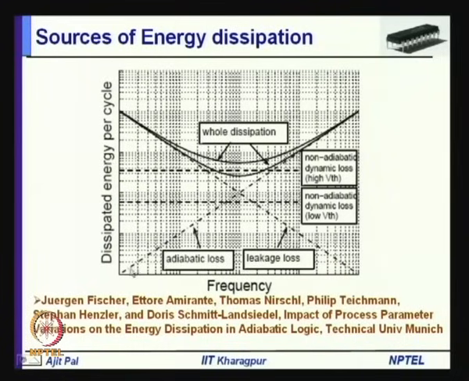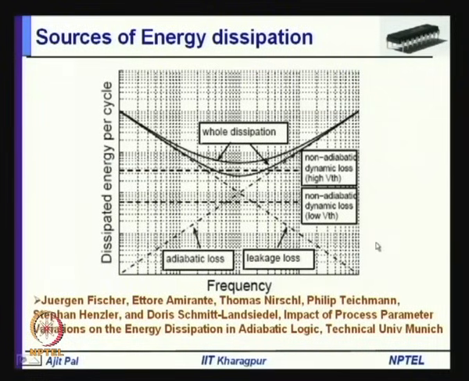For example, adiabatic loss, as we know, increases as the frequency of operation increases, because it is proportional to frequency. The smaller the frequency of operation, the larger is the saving, and leakage loss, as you can see, is larger at smaller frequency of operation. So, you can see this is the total power dissipation if you take into account the dynamic and static power. There is a group working in this area from the Technical University of Munich. They are carrying out a lot of research work on adiabatic logic circuits, the impact of process parameter variation on energy dissipation in adiabatic circuits.